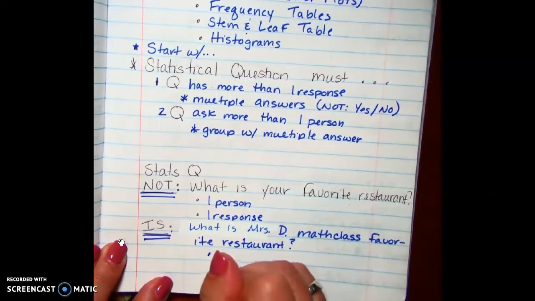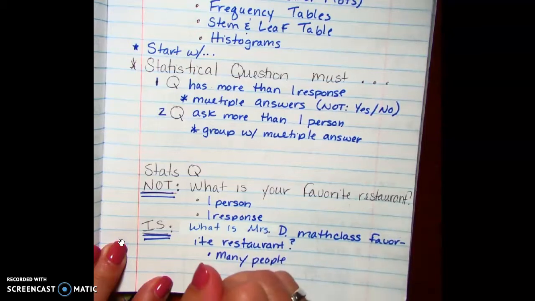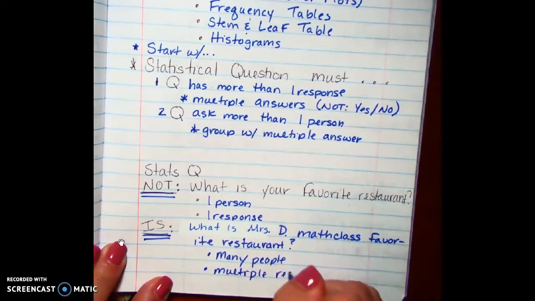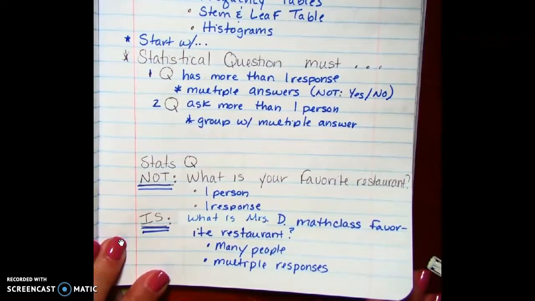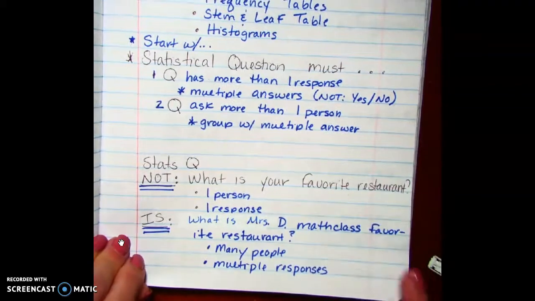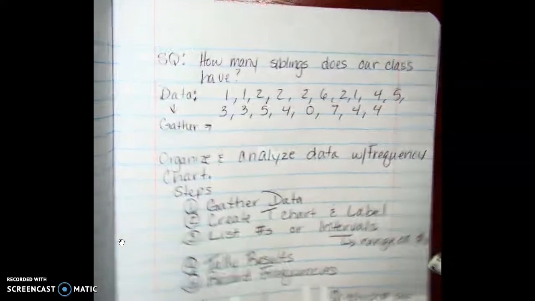Well, because it was asking many people, which gives me multiple responses. We had a variety of different favorite restaurants. Some people enjoyed the same ones, but we had a variety, and we could have put them on what we're going to be working with next, a frequency chart. So here's what we're going to do now.